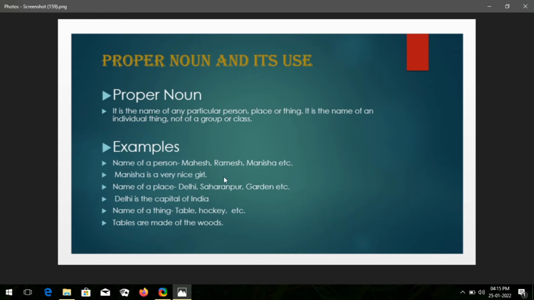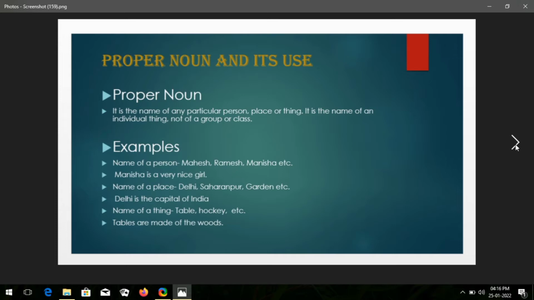Let's take some examples over here so you'll get it clearly. Name of a person like Mahesh, Ramesh, Manisha. These are the examples of proper noun. For example, Manisha is a very nice girl. Here Manisha is a proper noun. Name of place: Delhi, Saharanpur, Garden, etc. Like Delhi is the capital of India. And tables are made of wood. So here Delhi and tables denote proper noun.